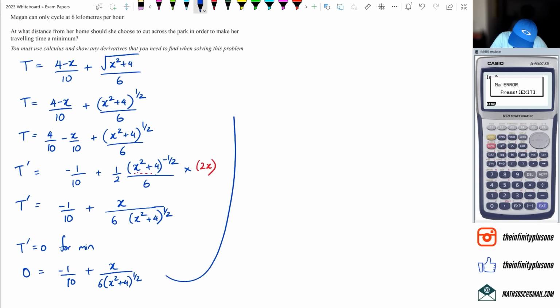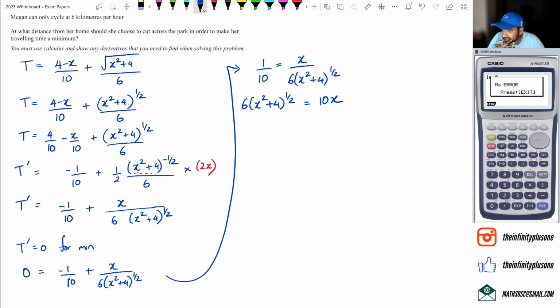So I can take 1 over 10 to the other side, and it becomes positive. And I've got 1 over 10 equals x over 6 times (x squared plus 4) to the power of half. Now unfortunately, guys, there's no other way to do this apart from cross multiplying. I'm going to take the 6 across. (X squared plus 4) to the power of half times 1 is equal to 1, and then 10 times x is just 10x.